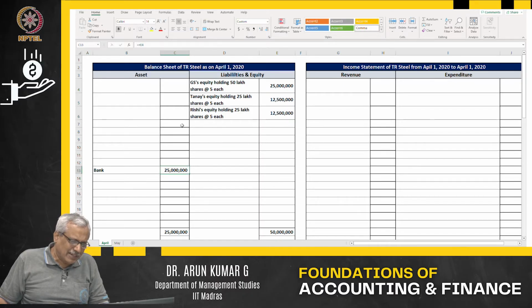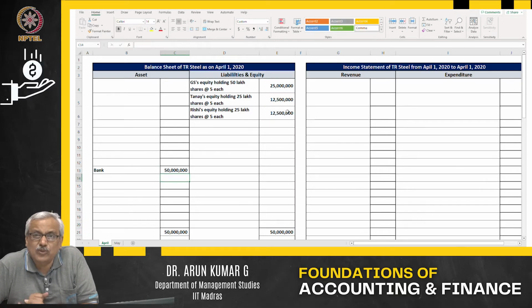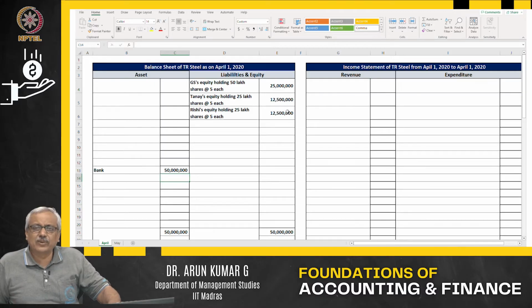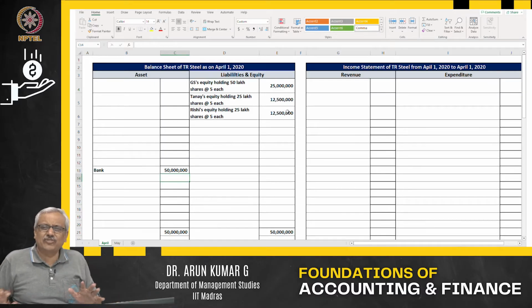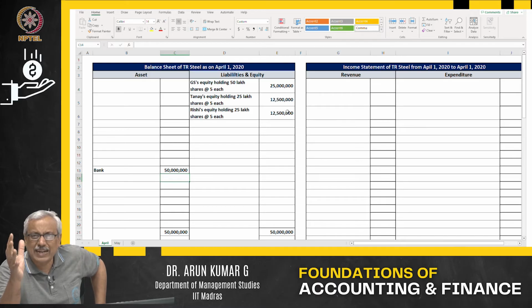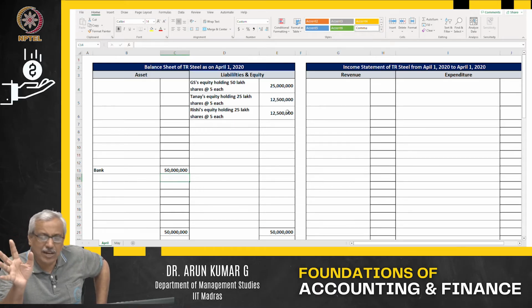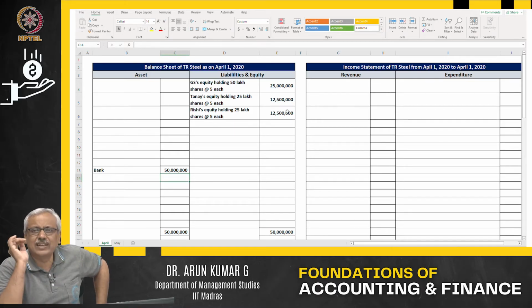So where does it come in? It comes in basically to the bank account. The money is deposited in the bank account which is in the name of TR Steel. So the money of 5 crores is in the bank account of TR Steel. Who owns that money? TR Steel owns the money. That is why it's an asset out there. So this is complete. As of 1st of April, when the company was incorporated, capital has been contributed. This is how the balance sheet will look.